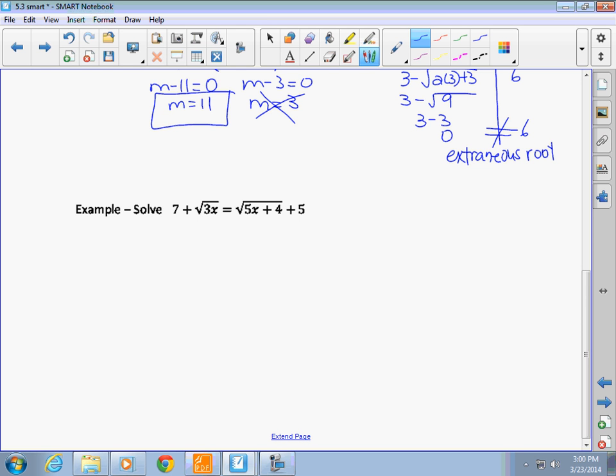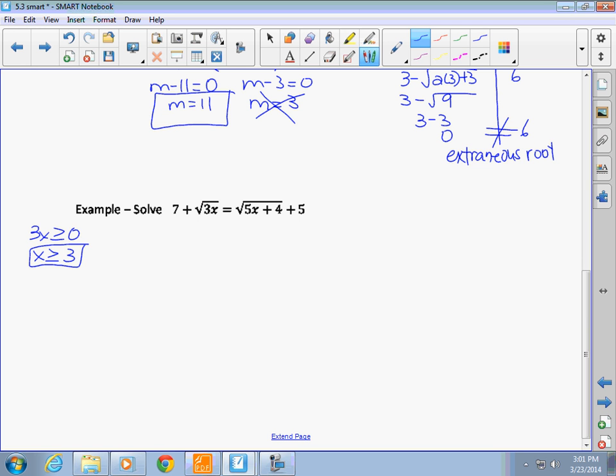Okay, next one. This one has 2 values underneath the radical sign, so it's got 2 radicands. That means I have 2 restrictions that I have to take a look at. The first one is that square root 3x, so 3x greater than or equal to 0, so that's just x is greater than or equal to 0. So that's my first restriction.